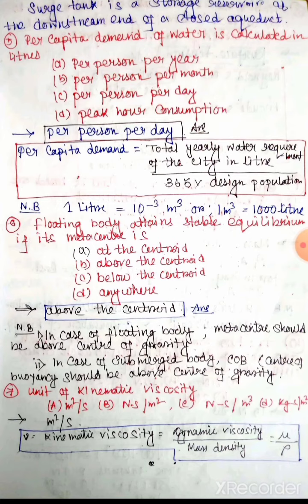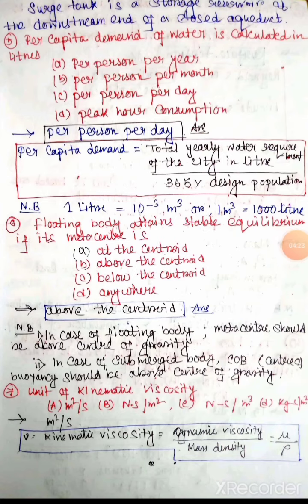Next question. A floating body attains stable equilibrium if its metacenter is at the centroid, above the centroid, below the centroid, or anywhere. The correct answer for this question is above the centroid. Note that in the case of a floating body, the metacenter should be above the center of gravity. In the case of a submerged body, the center of buoyancy should be above the center of gravity.